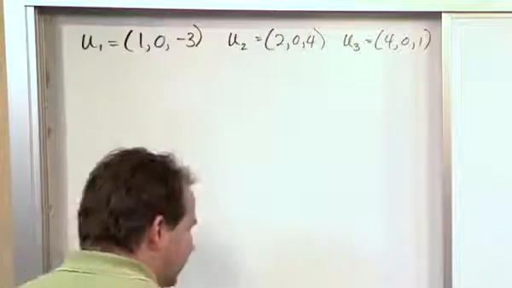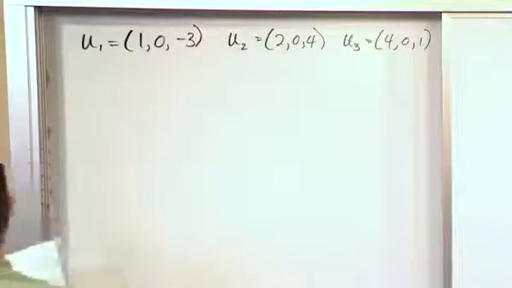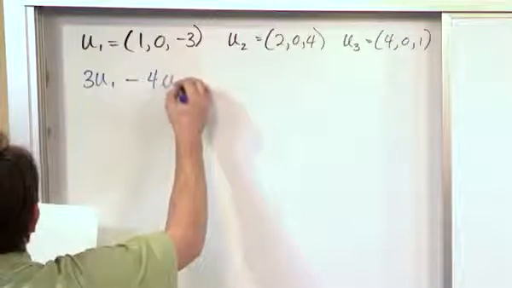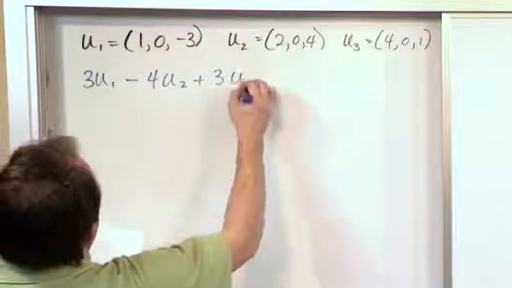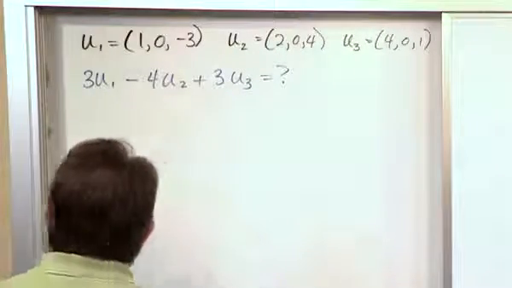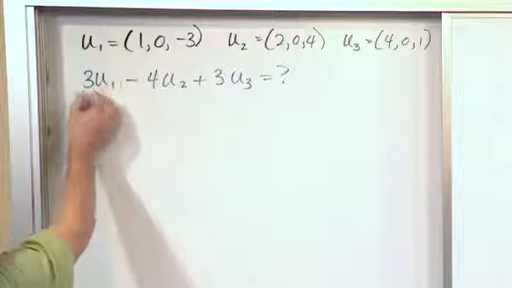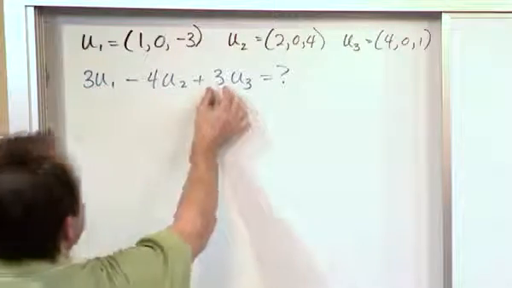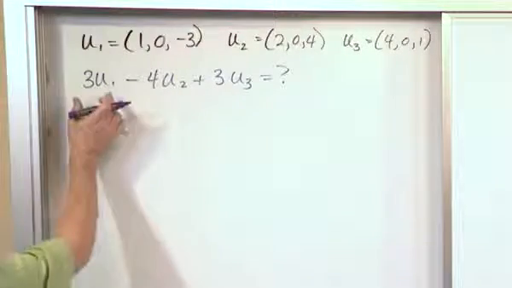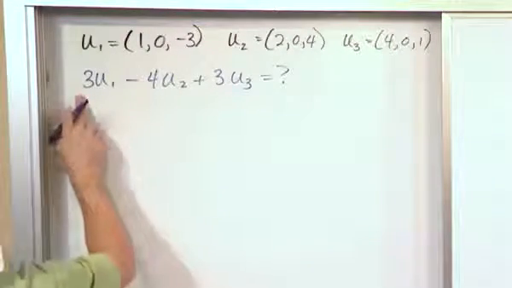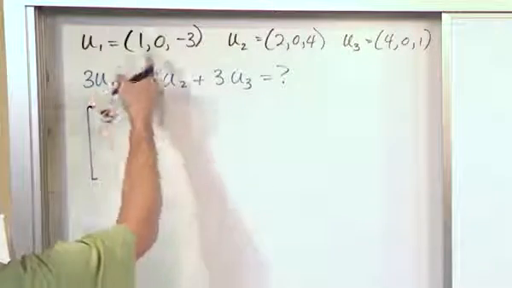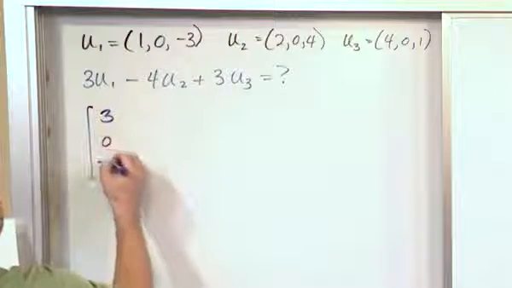What I'd like us to calculate is 3 times u1 minus 4 times u2 plus 3 times u3. We want to find out what that's equal to. We know that we can multiply a matrix or an n-tuple by a scalar, no problem. So we're doing that in three places, and then we're adding the results. If we operate on u1 first, we multiply by 3: 3 times 1 is 3, 3 times 0 is 0, 3 times -3 is -9.